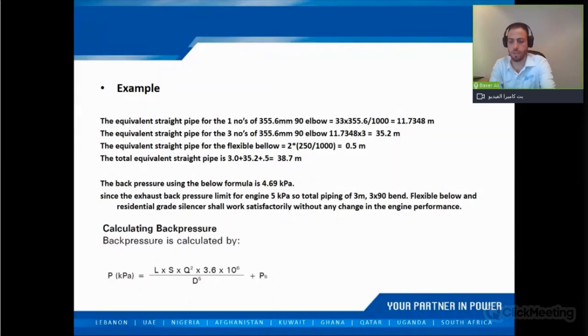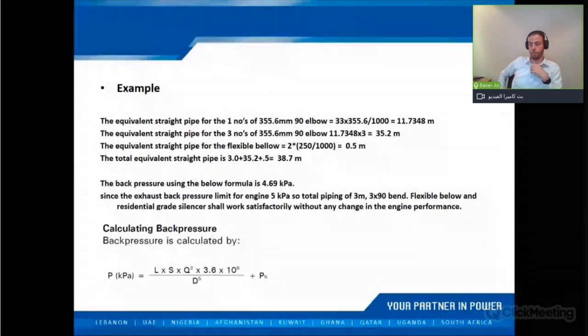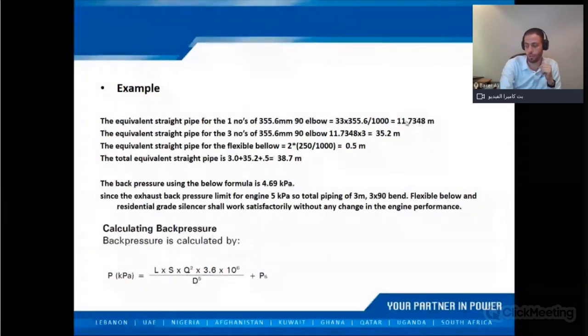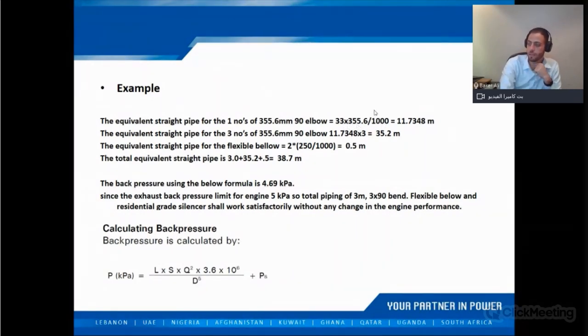For this exhaust system, the first thing we want to calculate is the equivalent straight pipe. First, we will do it for the 90 degree elbow, which equals 33, this is our formula, 33 multiplied by 355.6 divided by 1000, which equals 11.7348. This is for one elbow only: 33D divided by 1000, where D is the pipe diameter and 1000 is for the millimeters. So 33 times 355.6 divided by 1000 equals 11.73 meters for one elbow. So for three elbows, the equivalent straight pipe is 11.7348 times 3, which equals 35.2 meters. So the equivalent straight pipe for the three 90 degree elbows is 35.2 meters.